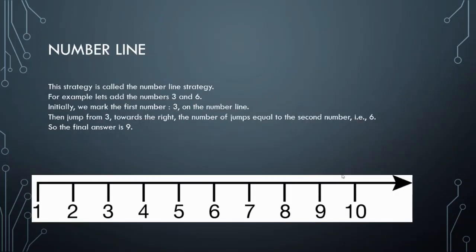Next is our second strategy, which is the number line. This strategy is called the number line strategy. For example, let's add 3 and 6. Initially, we mark the first number, 3, on the number line. Then we jump from 3 towards the right, the number of jumps equal to the second number, which is 6. So we jump 1, 2, 3, 4, 5, and 6 jumps, and we land on 9, which means that our answer is 9.